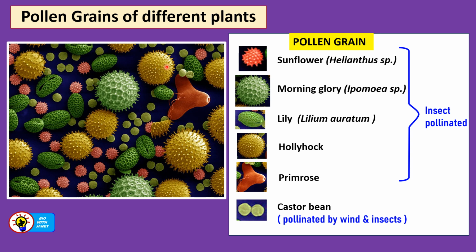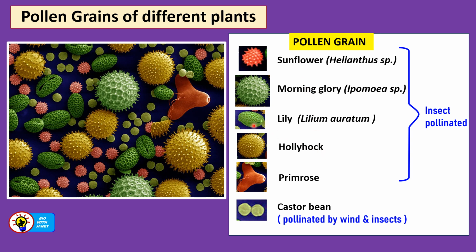They are transferred from the anther of a flower to the stigma of the same flower or another flower by insects or animals, because the rough surfaces help these pollen grains to easily stick to the bodies of the insects, like the legs of the insects, so that they can be transferred from the anther to the stigma during pollination. Examples of pollen grains that have spiky surfaces are sunflower, morning glory, and hollyhock.